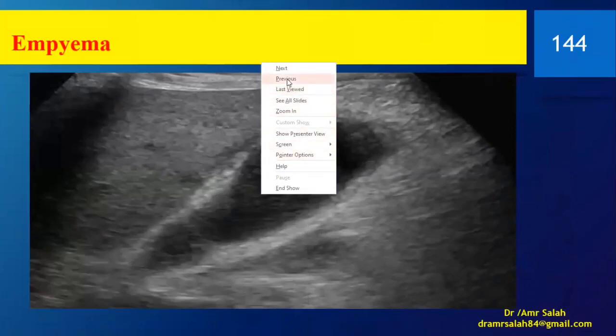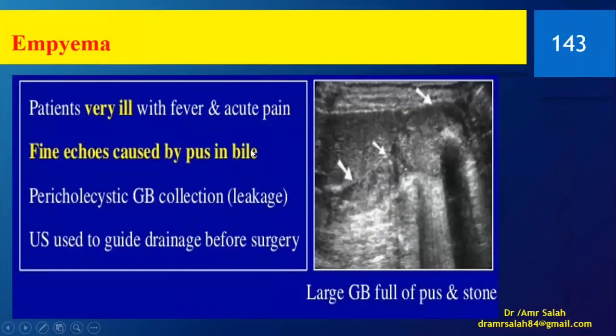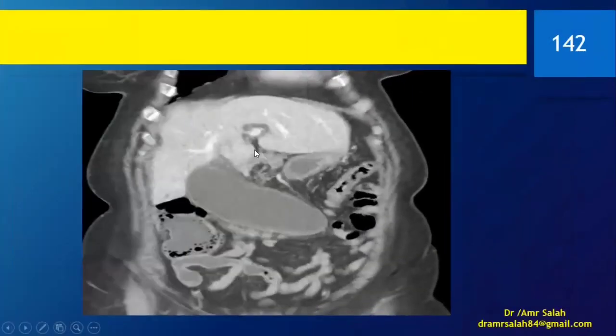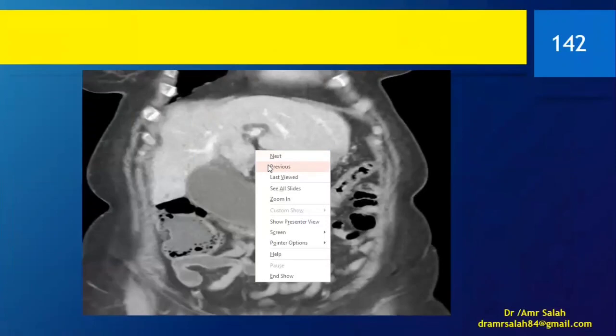It's important, of course, in the empyema and the gangrenous. If this patient is ill, this patient is ill, especially in empyema. Okay, he's gravely ill. He's got an abscess.